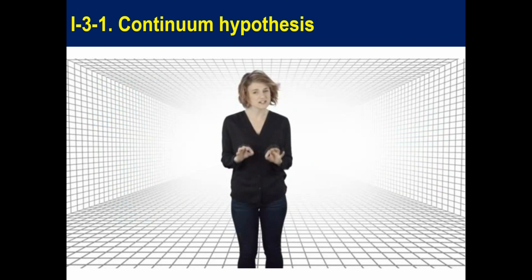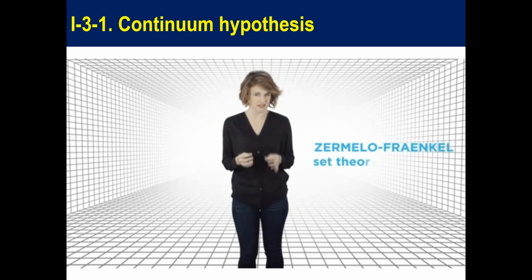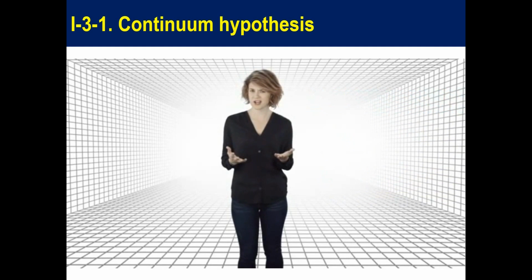But here's the unexpected part about the continuum hypothesis. Decades after Cantor's conjecture, mathematicians proved that the continuum hypothesis is independent of Zermelo-Fraenkel set theory with choice. In English, this means that the continuum hypothesis cannot be proved or disproved using the standard rules of mathematics, which is kind of crazy. Math is really into rules. That's kind of what some people don't like about it.